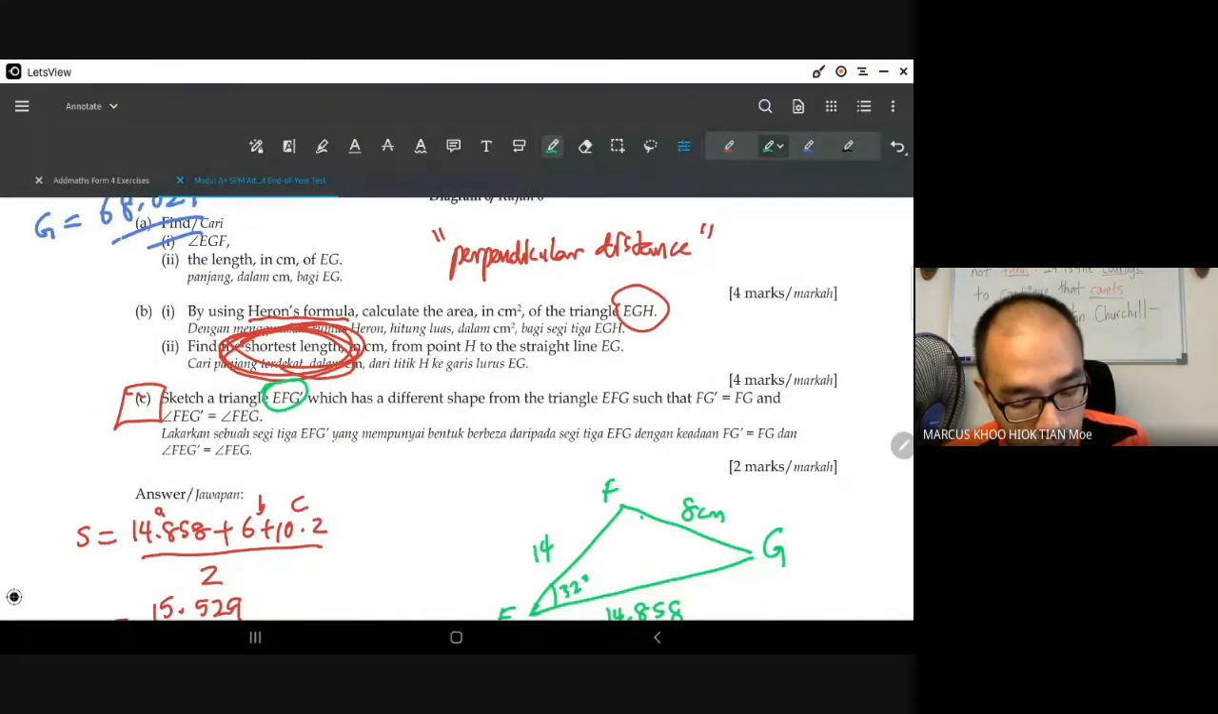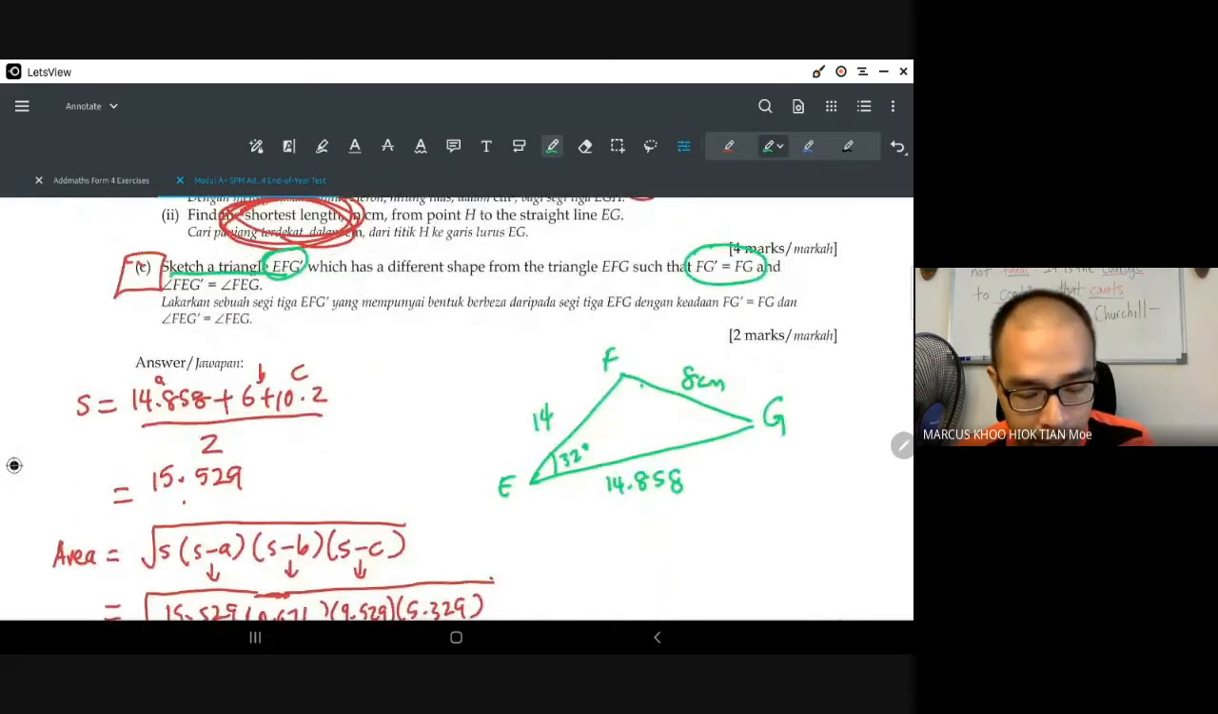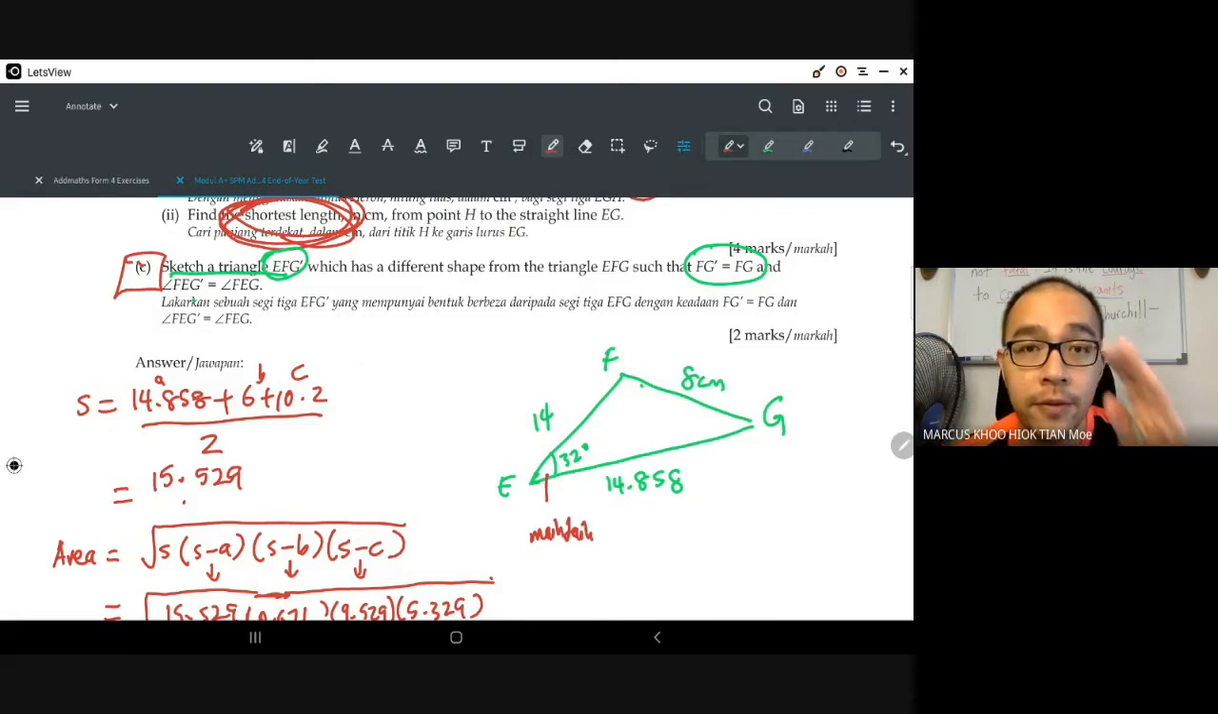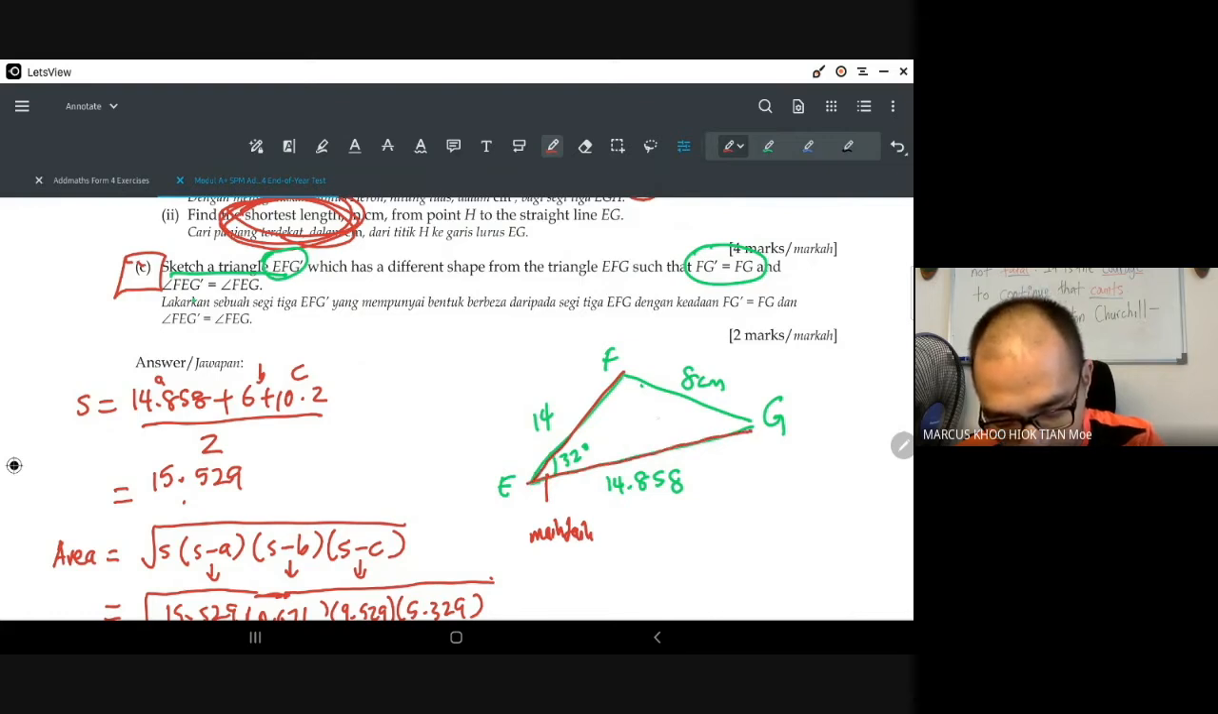Sketch a triangle, different triangle, different shape, but the FG prime equals FG, and the FEG prime equals FEG, the original one. That means this one maintain. Angle maintain. If the angle maintain means these two sides cannot move. This side and this side cannot move. They can change the length, but they cannot move. They must remain there. So there's only one line that can move, which is the line that they ask us to move.